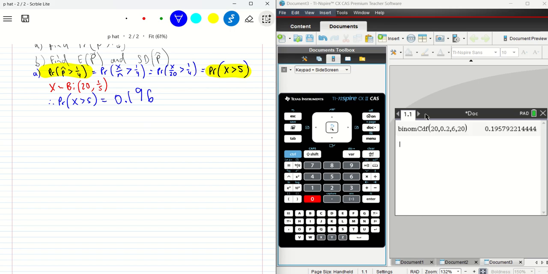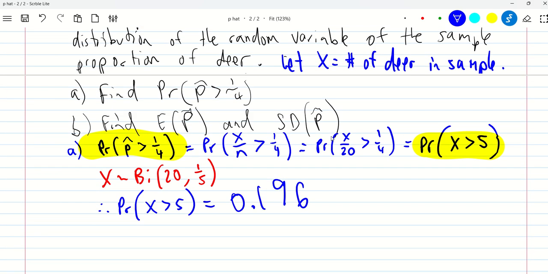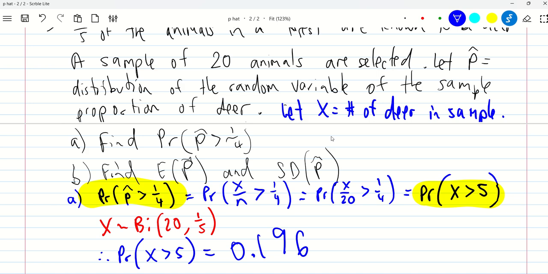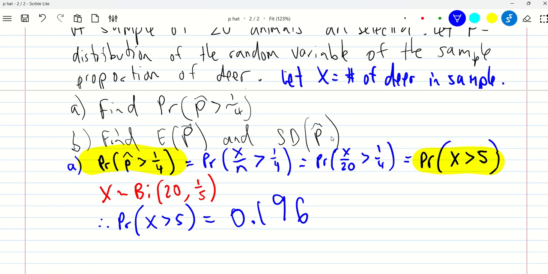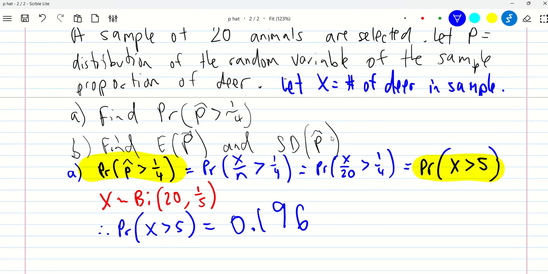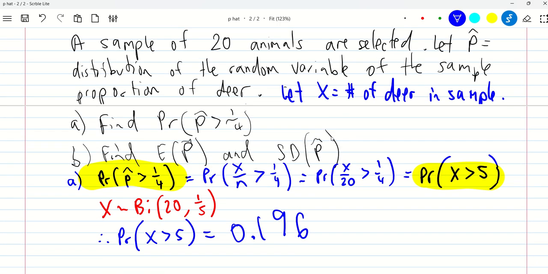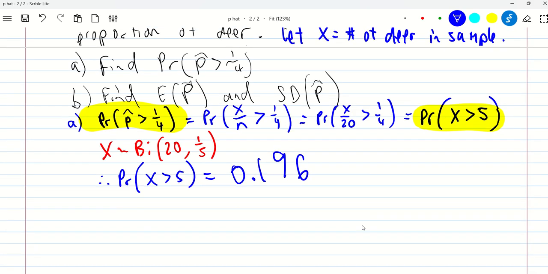And so just looking back to this question now, gee, that 0.196 is a bit big. So that is the probability that the proportion of deer in my sample is greater than 1/4. So there's a 20% chance of that happening roughly. Okay, so hopefully that makes sense. We change from a p hat, change it into x, apply the binomial distribution, and calculate as per normal. Okay, hopefully that makes sense.